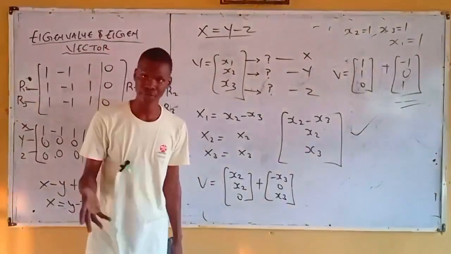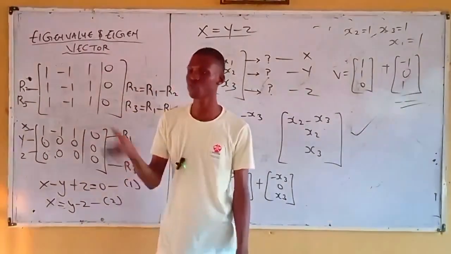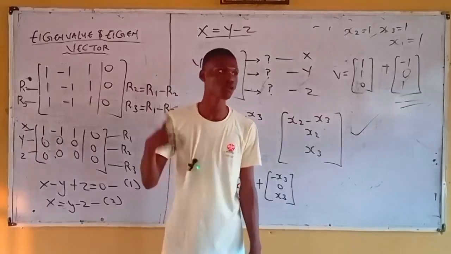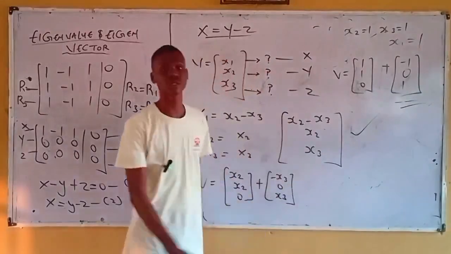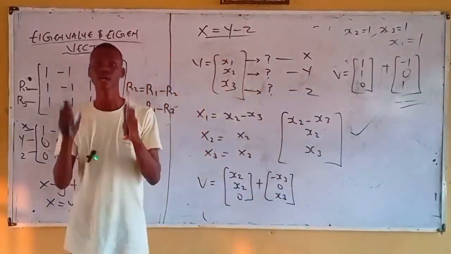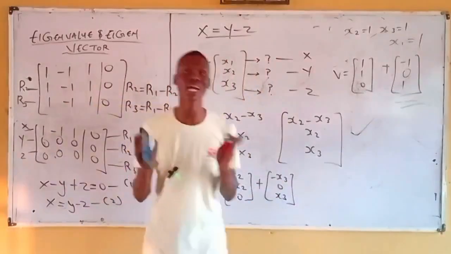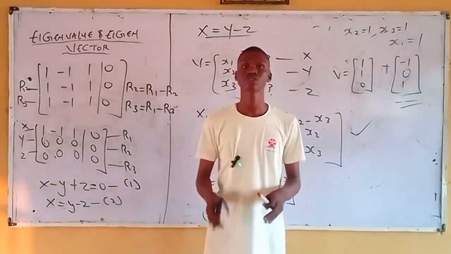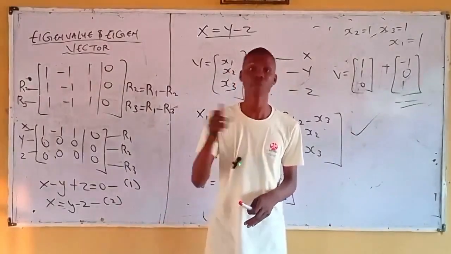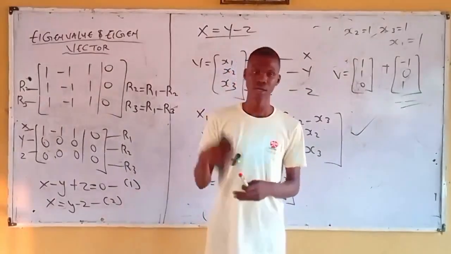Now, try yourself when lambda is equal to 4. When lambda is equal to negative 2, this is what we got. So just try to solve when lambda is equal to 4 and get your answer. Nothing is changing. So drop your answer in the comment section. All right.